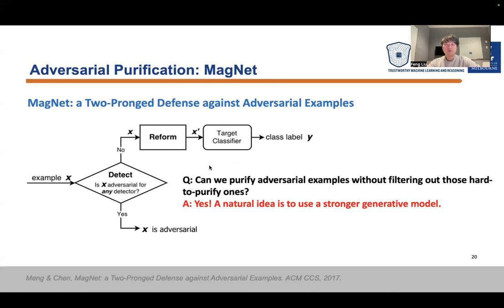This is the pipeline for MagNet. We can say for the example, for the detector, if it's adversarial, we just throw it away. If not, we want to use the autoencoder to reform this data to X prime and feed X prime to the target classifier, right? Get the final class labels. Okay. And here is a question: can we purify adversarial examples without filtering out these hard-to-purify ones? The answer is yes. The natural idea is to use a stronger generative model.